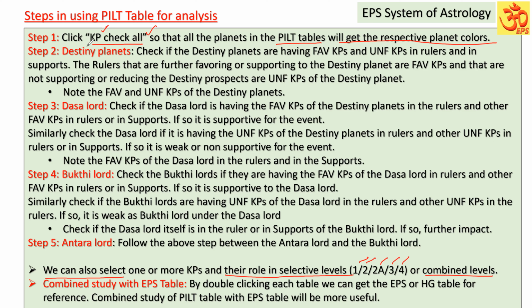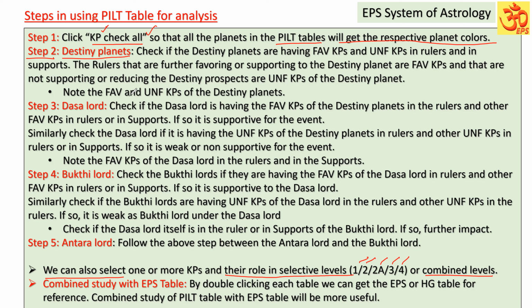I prefer this one. So click KP check all, so that all planets in the PILT tables will get their respective planet color, so that we will not miss any planet. We can check all planets. Once we have selected all the planets in the selection process, all the planets in the PILT table will get the colors. Once it is done, next we have to check the destiny.